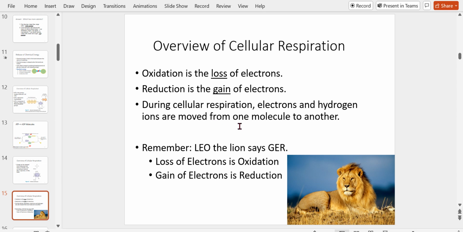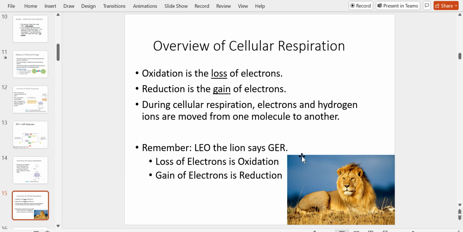Oxidation is the loss of electrons. Reduction is the gaining of electrons. Very important. You'll also get that in chemistry as well. During cellular respiration, electrons and hydrogen ions are moved from one molecule to another.